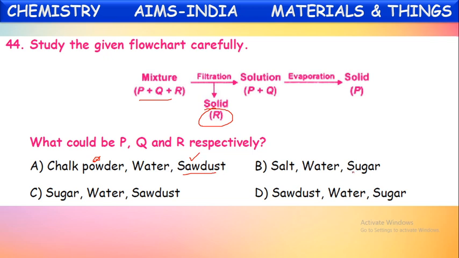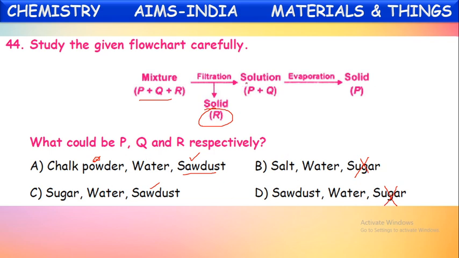If we see option B, sugar is mentioned. Sugar is a soluble solid substance, so it is not correct. In this one also, sawdust is given, which is correct. In this one, sugar is given as R. Now we can eliminate these two options. Now we have to check in these two.